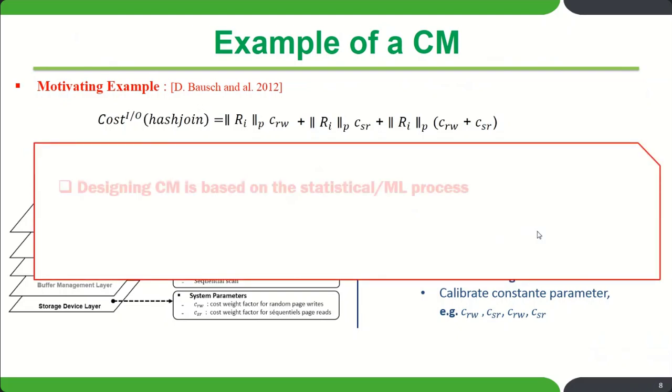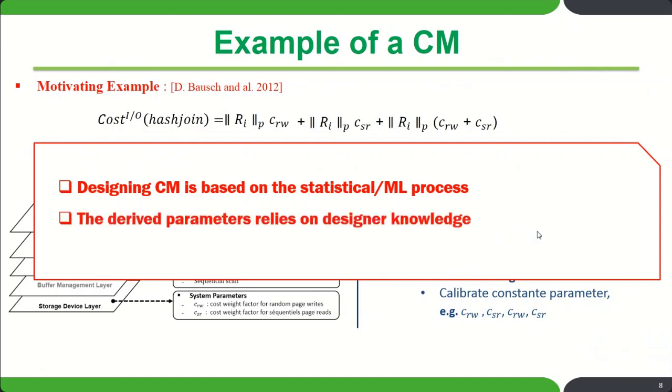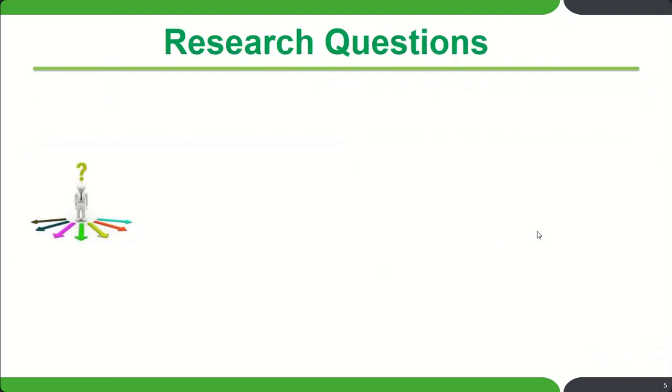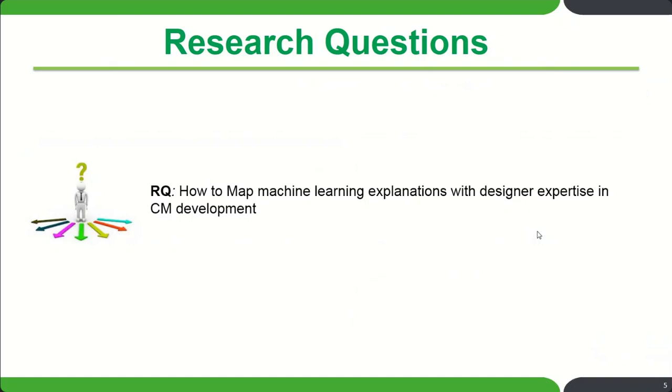From this example, one can see, first, that designing a cost model is based on a statistical or machine learning process. Second, the derived parameters depend on the designer's knowledge. As a consequence, we need explainable AI as a technique to bridge the user experience, the developer's experience, and machine learning techniques. The research question here is: how to map machine learning explanations with the designer's expertise in cost model development?